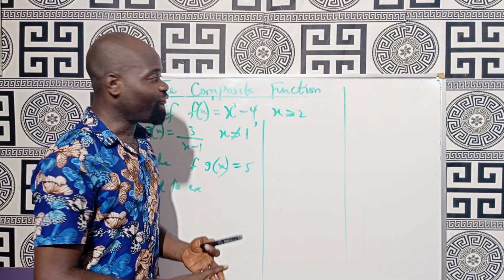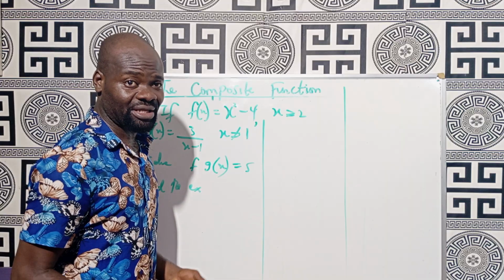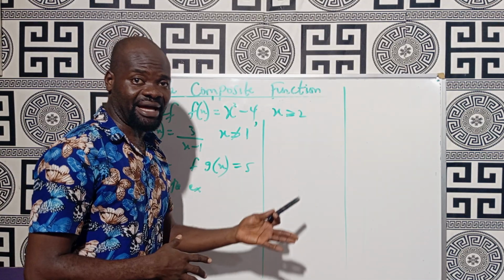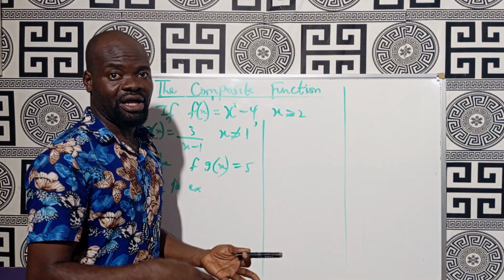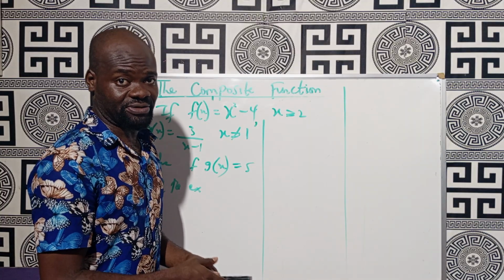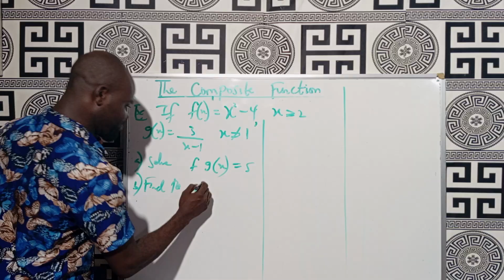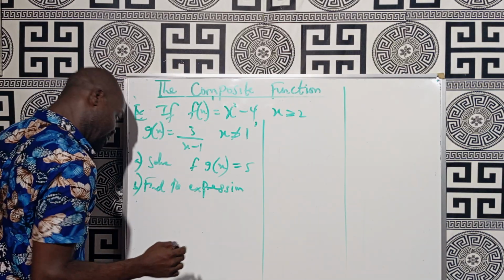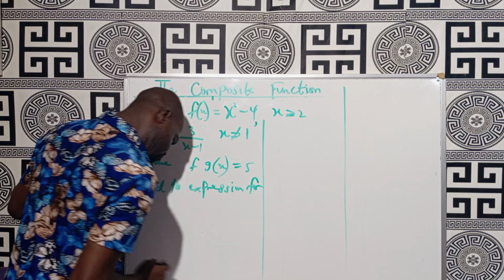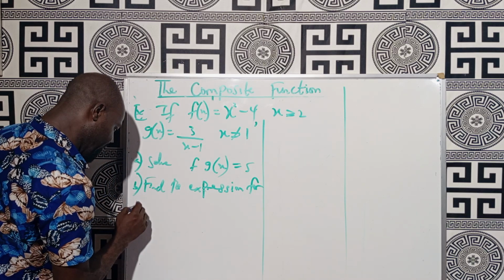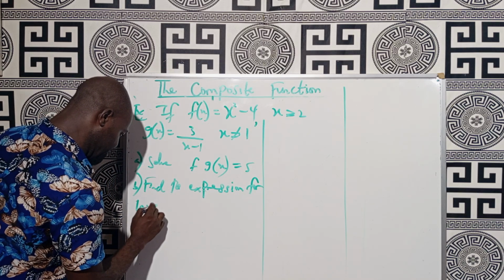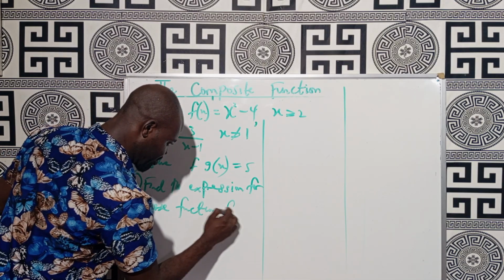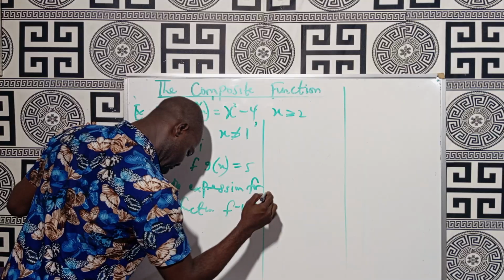IGCSE, A levels. Function is a general topic, just like calculus. You understand me now? And if you are in SS class in West Africa, you do it in further mathematics. Understood? Okay. To find the expression for the inverse function f^-1(x).